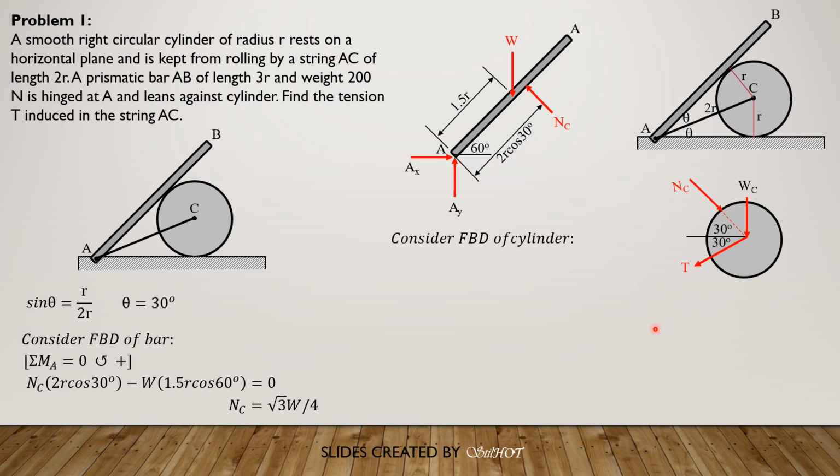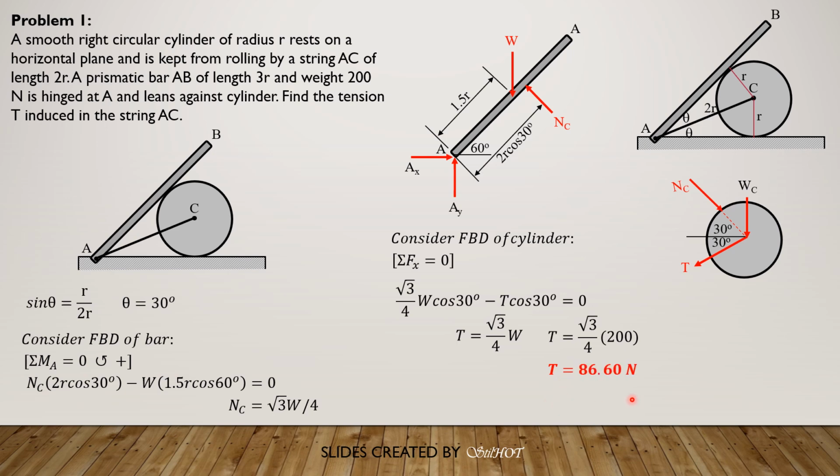Summation of forces horizontal: W sub C is not included in the equation, because our equation of statics is summation of forces in x equals 0. So N sub C cosine 30, which is square root of 3 over 4 W cosine 30, minus T cosine 30 equals 0. Cancel out cosine 30, so T is square root of 3 over 4 of W, and since W is 200 newtons, T is square root of 3 over 4 times 200. So T is equal to 86.6 newtons. So let's proceed.